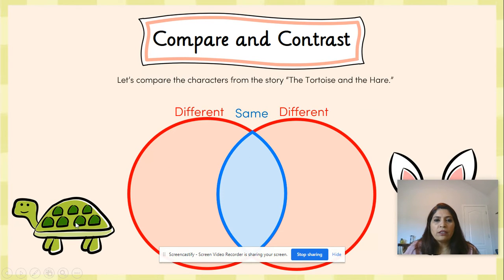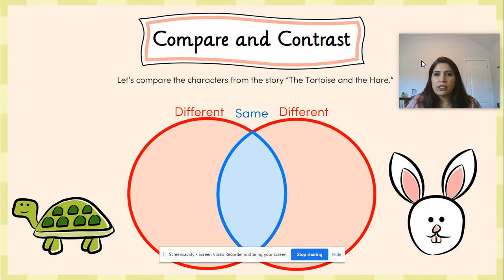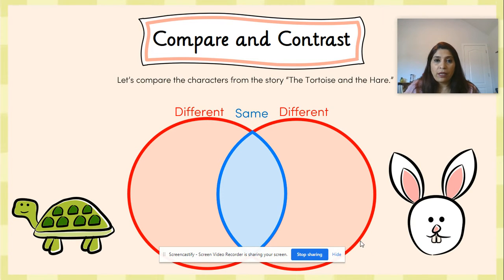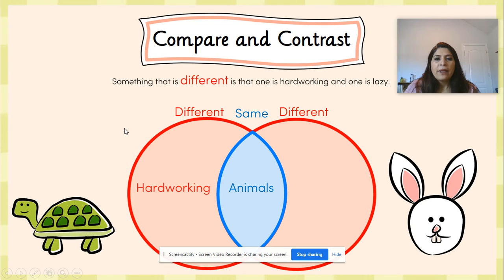So over here, when you look at these two pictures, I need to find things that are the same. So when I look at both of these pictures, I can tell that both of them are animals. And that is when I'm comparing, I'm finding things that are the same. So I can say, well, both of them are animals. And what is different about these animals is that the turtle is hardworking and the rabbit is lazy.